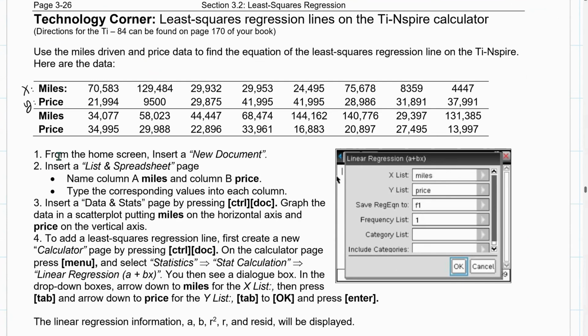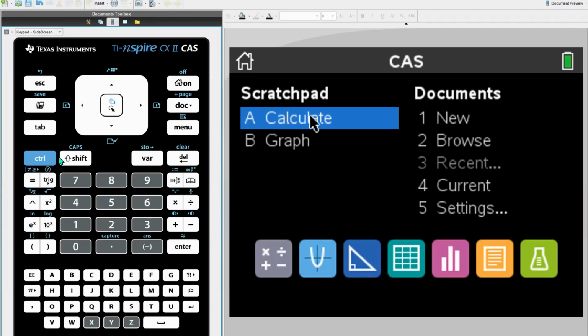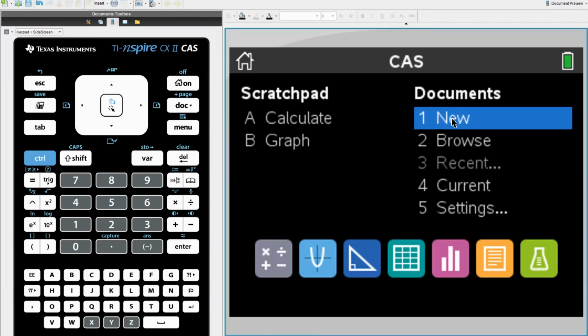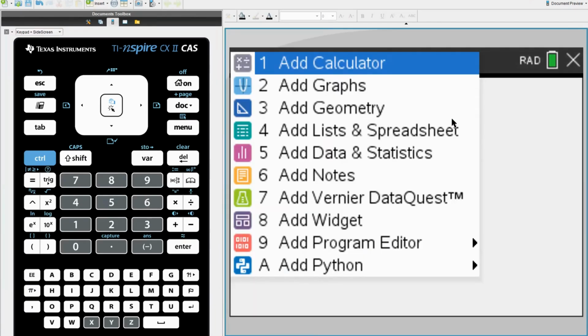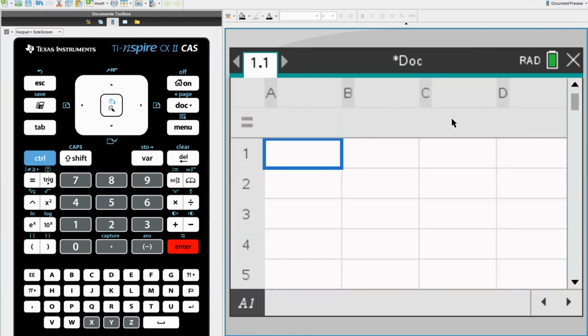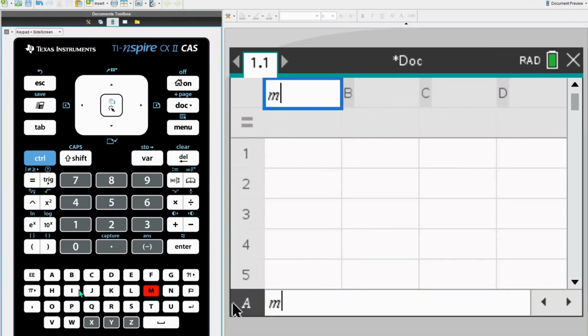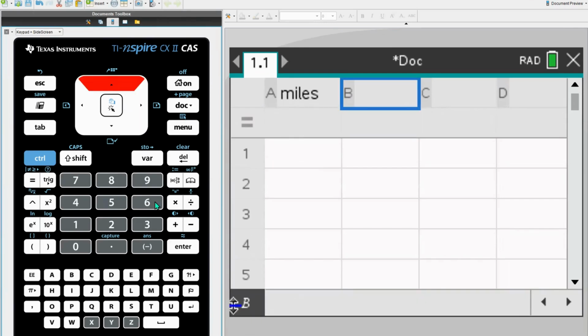So I'm going to bring up my calculator. I'm going to start a new document. I'm going to add a page to that document, which is a list and spreadsheets page. And in this list and spreadsheets page, I'm going to create 2 columns. One of them is going to be called miles. And the other one, let me hit enter and then go over. And the other column is going to have our Y variable, price.